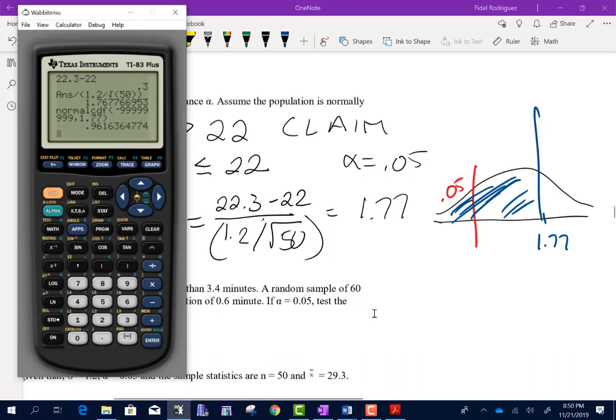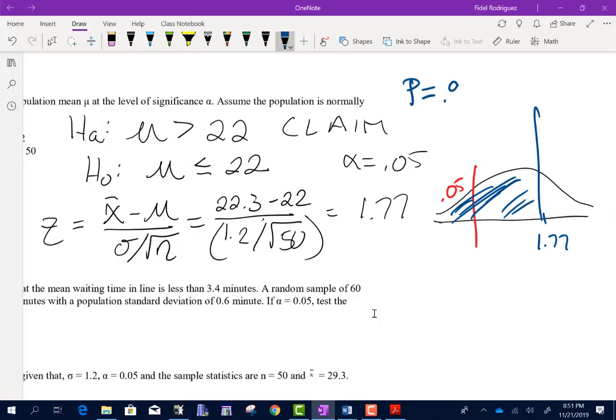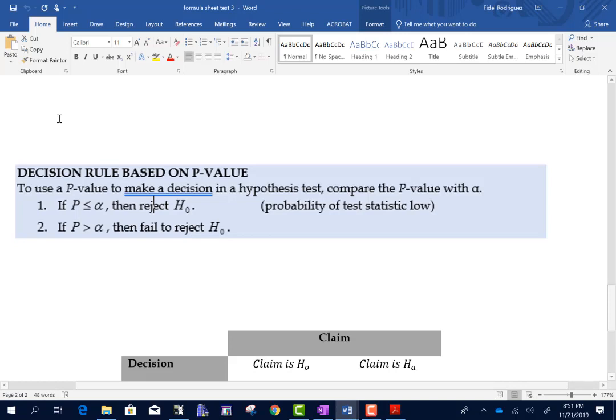Okay, so look at the p-value I'm coming up with. The p-value I'm coming up with is 0.96. P equals 0.96. All I'm going to do again, guys, is come back to my formula sheet one more time. Look what it says.